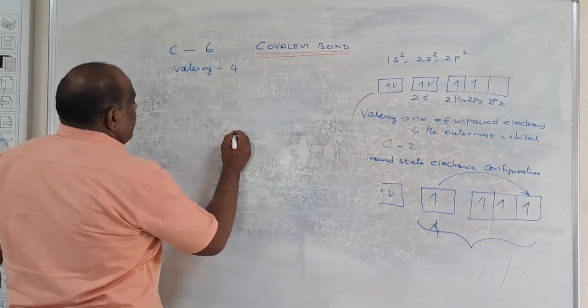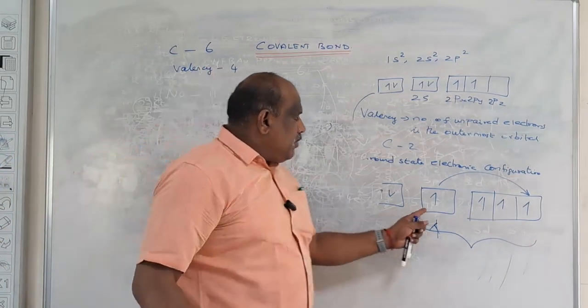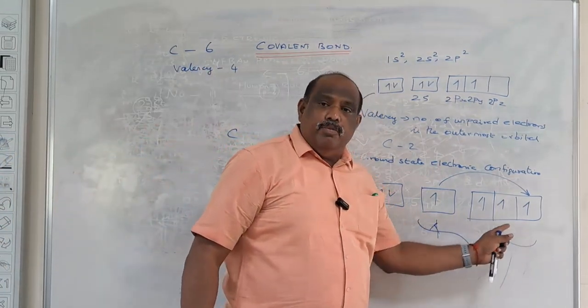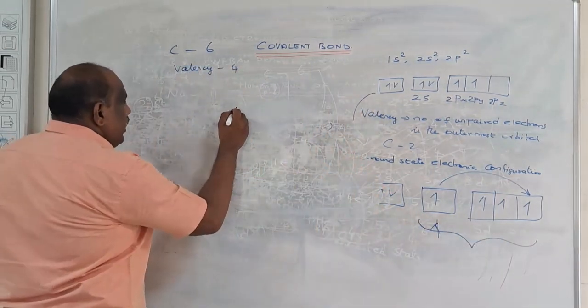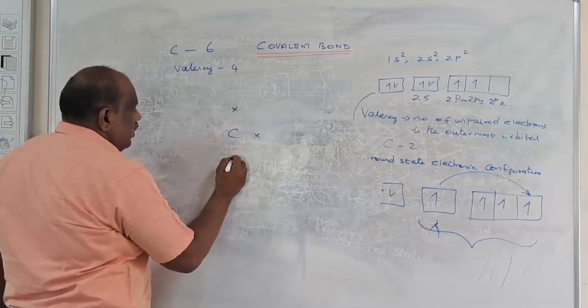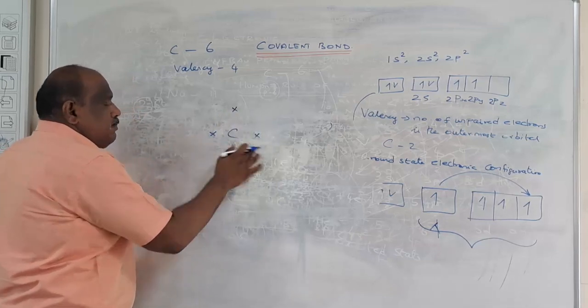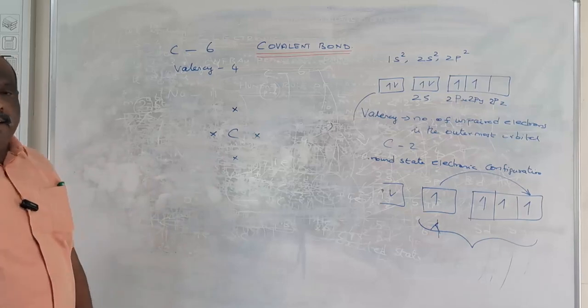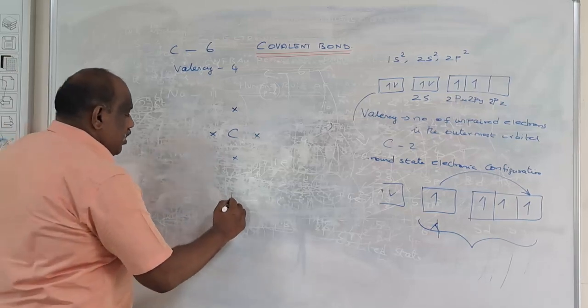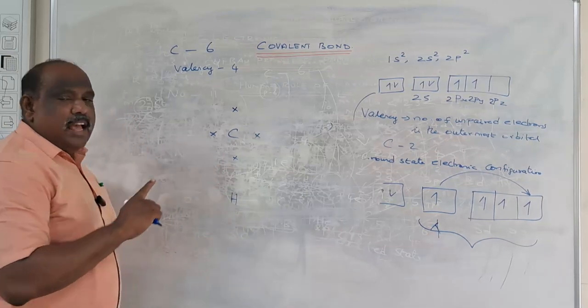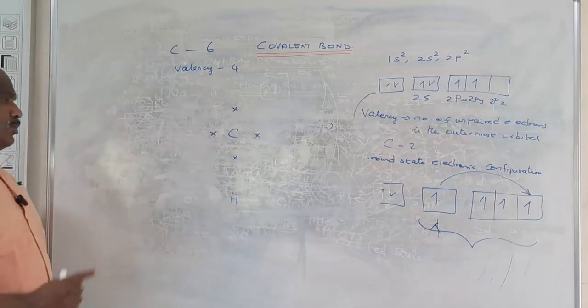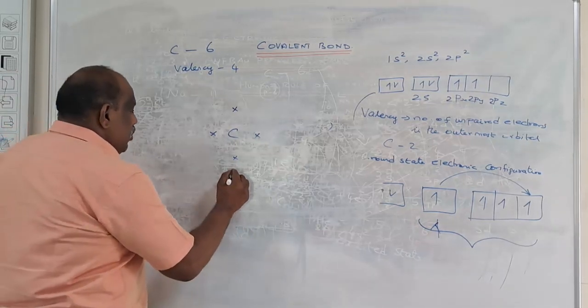Now let us take the outermost orbital. What is the number of unpaired electrons in the outermost orbital? 4. So I am going to indicate those 4 electrons as 4 X symbols. Now hydrogen, what's its atomic number? 1, which means it has 1 electron in the outer orbital. So 1 unpaired electron.